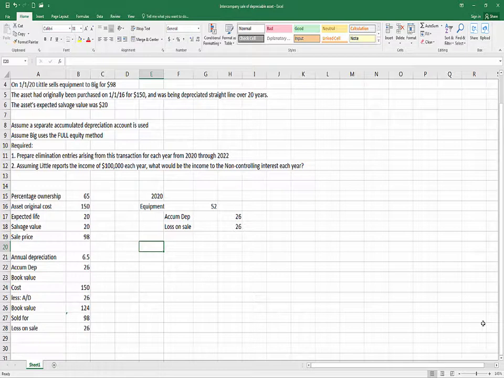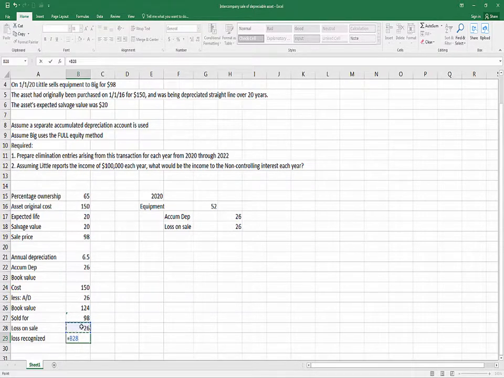Now we need to go ahead and ask ourselves, do we need to recognize some of that loss? We've got this $26 loss, and that's going to be recognized over the remaining life of this asset by adjusting depreciation expense. Now this asset had an expected life of 20 years. 4 of those years have elapsed. So we're going to recognize that $26 over the remaining life of 16 years, a rate of 1.625 per year. And again, we're going to recognize that loss by increasing depreciation expense.